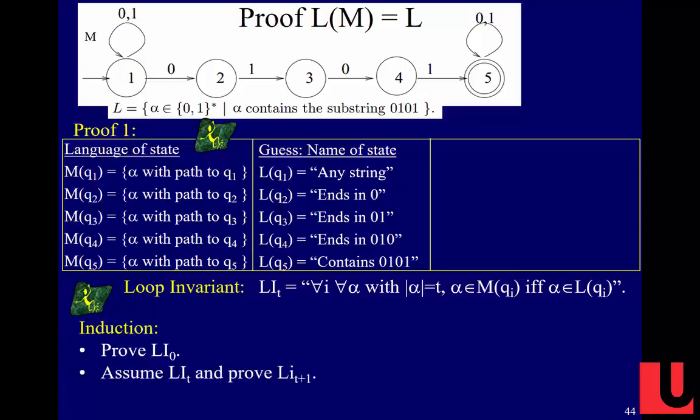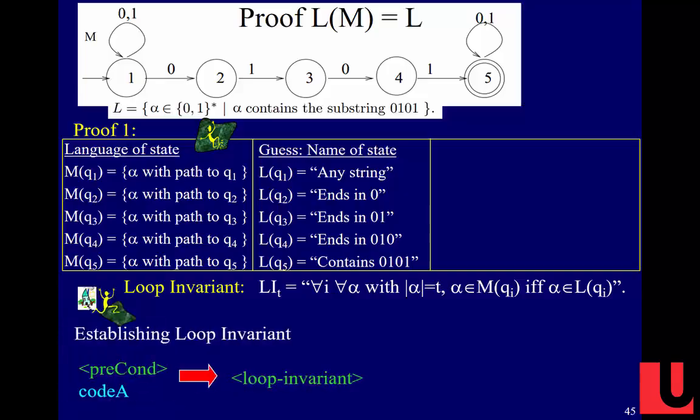Here, this is just saying, you've got to prove it for the base case, and then you've got to prove that if it's true for T, it's true for T plus 1, right? And how do you do the base case?